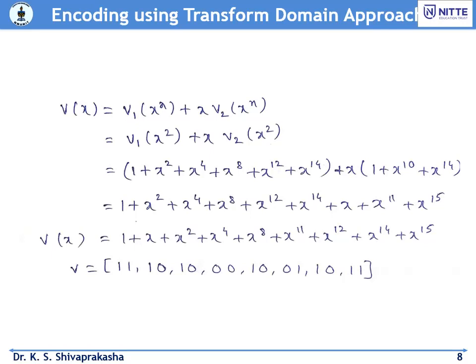So write the 16-bit equivalent of the code polynomial v of x. And it can be observed that the code sequence v is the same as the one we obtained using time domain and matrix approaches.